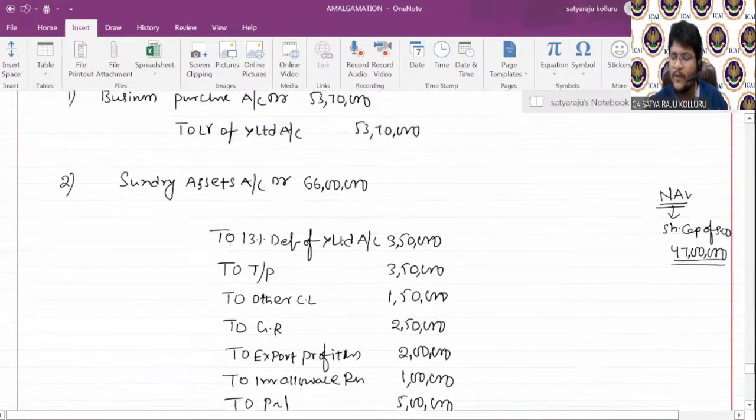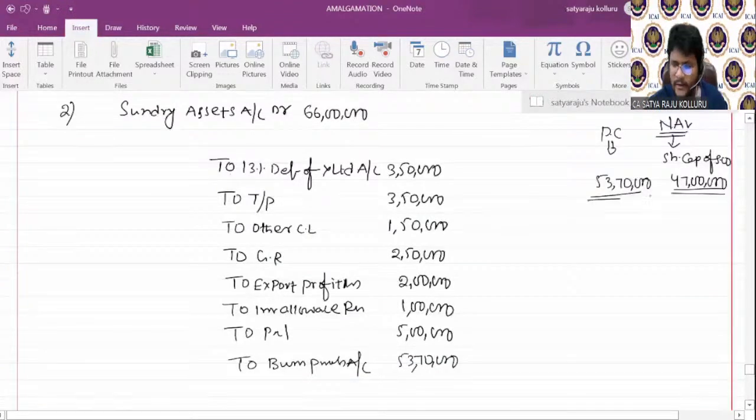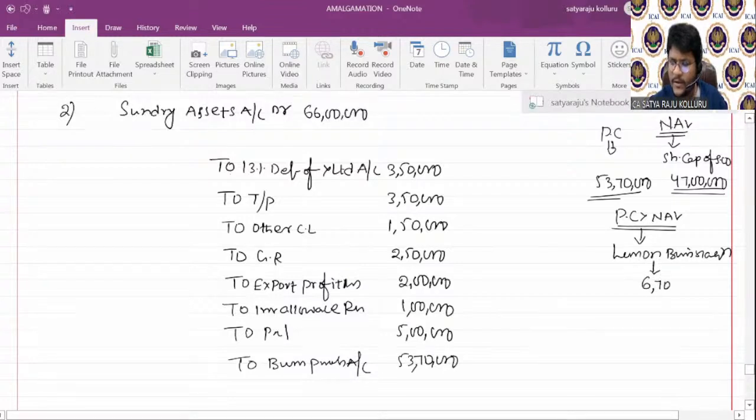I need to compare this 47 lakhs with the purchase consideration, which is with the business purchase account. Am I right? That's why you need to nullify the business purchase account. How much? 53 lakh 70,000. So the case is PC greater than NAV. If PC is greater than NAV, the difference you need to transfer to loss on business acquisition first. Loss on business acquisition, how much? Which is 6 lakhs 70,000.